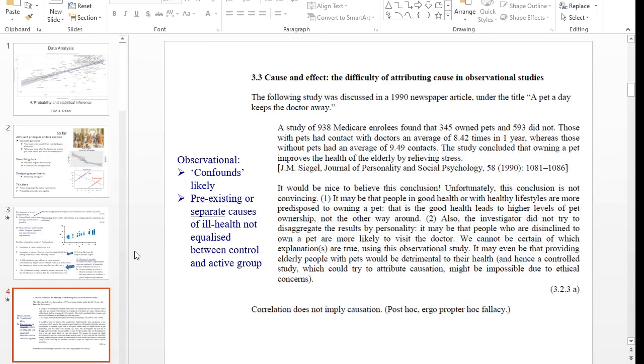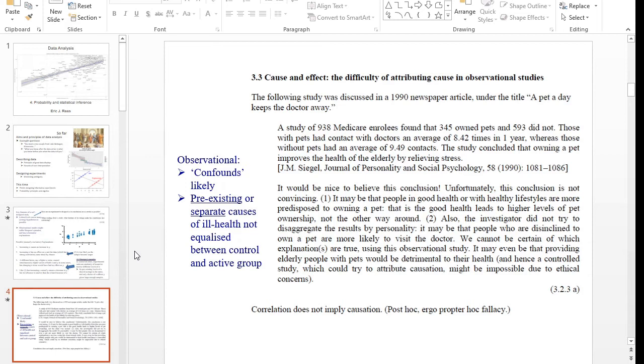This could obviously lead to really bad advice. If you took the naive results of the study, you might recommend to people who are actually a bit too frail to safely own a pet that they get one, and you might actually cause more harm than good if you just naively take the result of this, interpreting this observational study. There are more things wrong with it than this. The investigator did not try to stratify or disaggregate the results by personality.